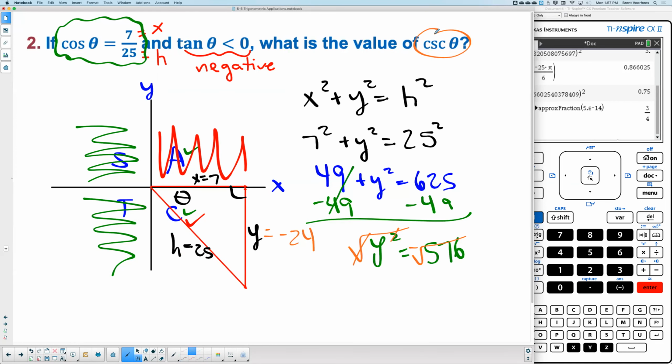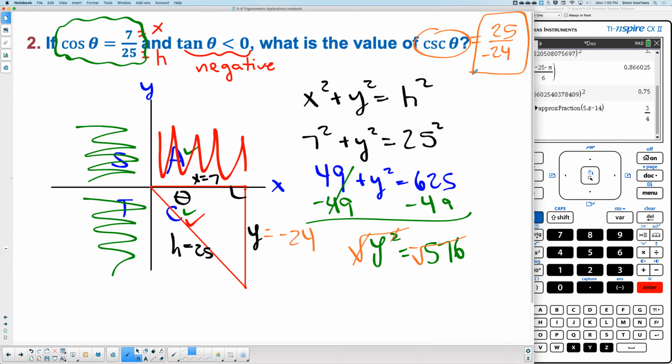We're solving for CSC, cosecant. So I want you to think cosecant. Sine is y, cosine is x, tangent is y over x. What would cosecant be? H over y. So 25 divided by negative 24. There's your solution.